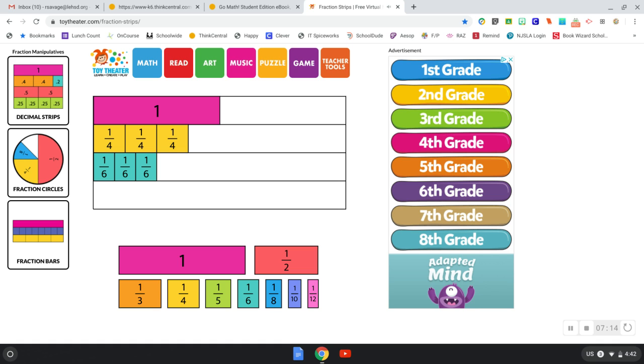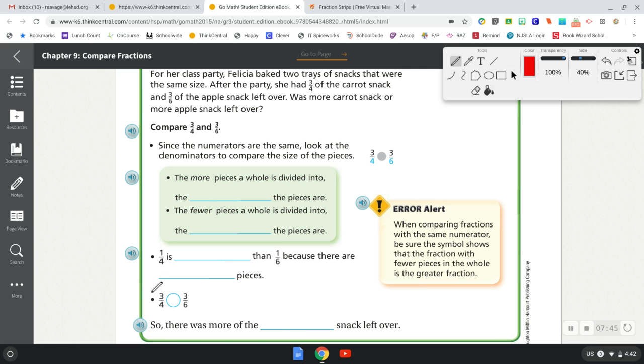Which one is more? Now 4 and 6 are getting kind of close together as denominators. So unless you really remember that rule that the bigger the denominator, the smaller the piece, I would always go ahead and use my strips to double check it. I can clearly see here that 3/4 are bigger than 3/6. It actually looks like 2/4 are the same size as 3/6, but that's an equivalent fraction and that's for another day. But I can see here that 3/4 are bigger than 3/6. 3/4, I can't say is bigger than, I should say is greater than 3/6.